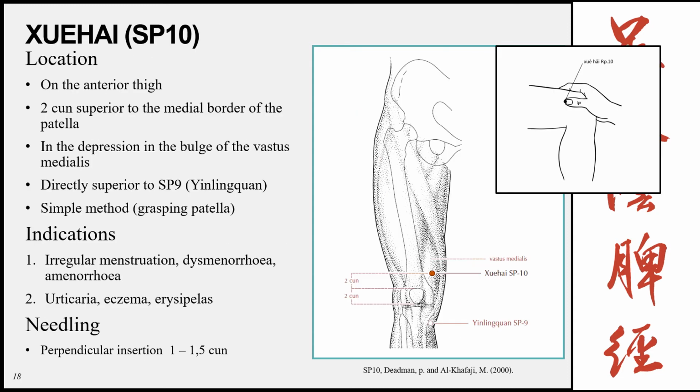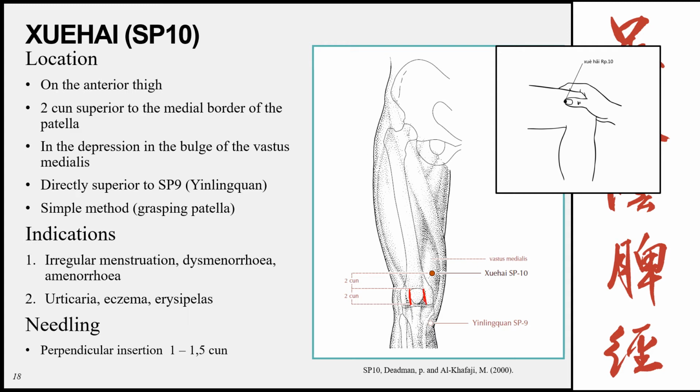Okay, so our next point is Xuehai, spleen 10. So this point is located on the anterior thigh, so we're now above the knee, 2 tsun superior to the medial border of the patella. So if you think back to the stomach slides, remember they were all level with the lateral border of the patella. So now we're going to go to the medial border over here.